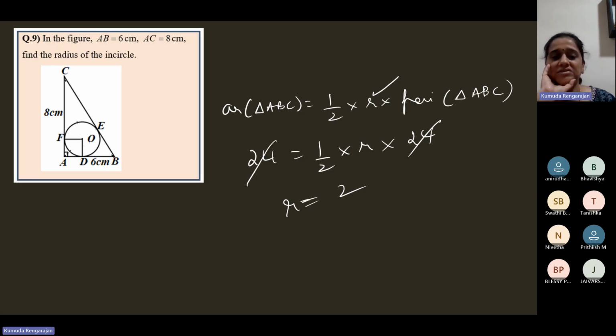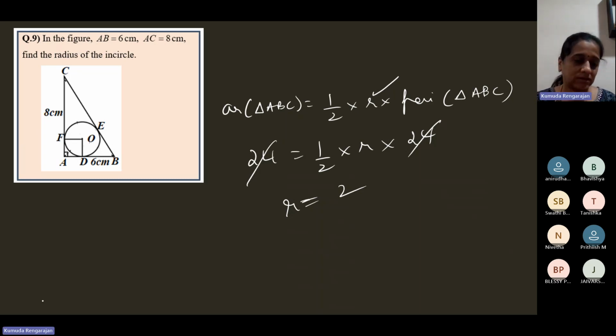Area of triangle ABC is equal to half into inradius into perimeter of triangle ABC. Area you can find using the formula half base into height, which is equal to half into radius into perimeter. Perimeter is the sum of all the sides, 8 plus 6 plus 10. The 10 we found using Pythagoras theorem, the hypotenuse.